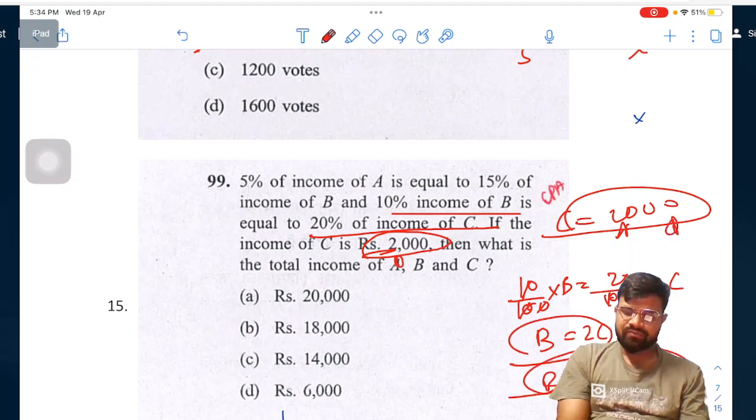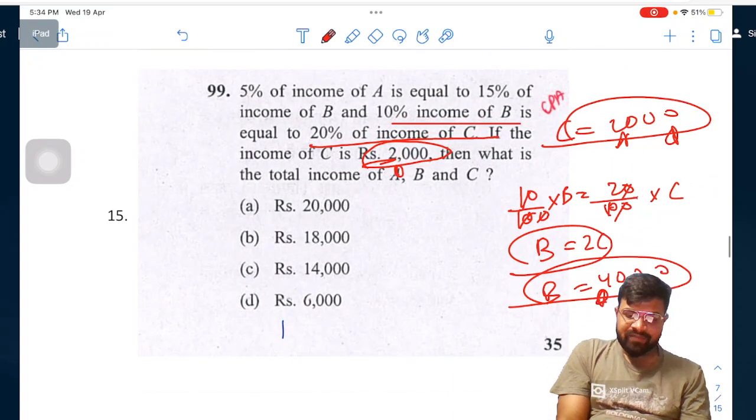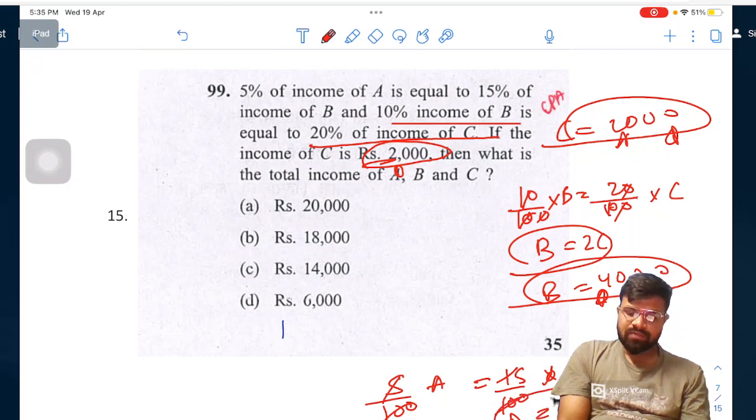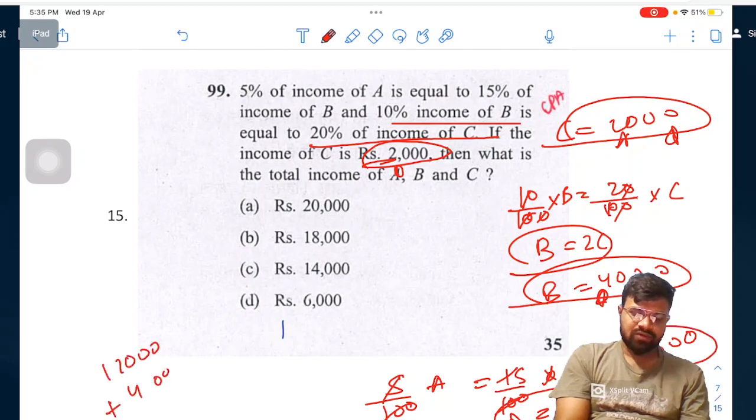We have found B. Now, 5% of A, 5 by 100 of A is equal to 15 by 100 of B. By cancelling this out, we get A is equal to 3B, which will be 12,000. Now adding 12,000 plus 4,000 plus 2,000, we get 18,000.